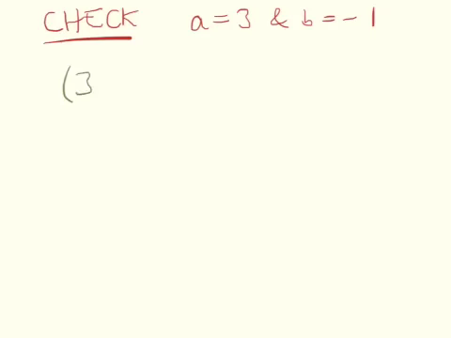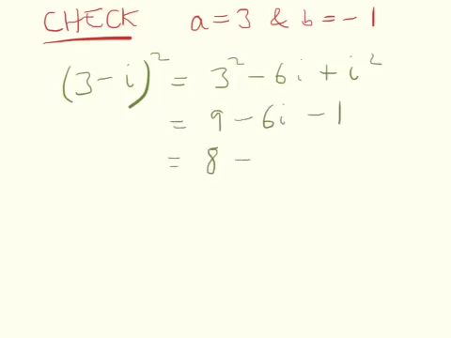So checking the first pair of answers, a equals 3 and b equals minus 1. If we square that, we get 3 squared minus 6i plus i squared. So that's 9 minus 6i minus 1, which is 8 minus 6i, which is what we wanted. You might want to think about why we only have to check one pair of answers. And if you can't work it out for yourself, you can ask your teacher.